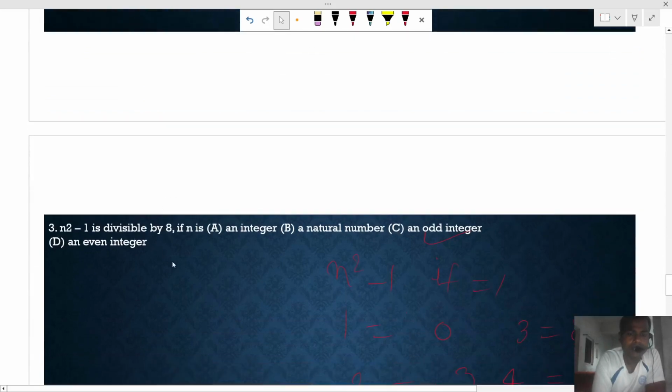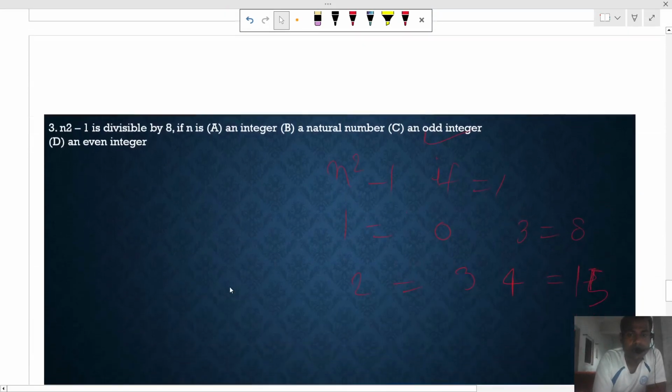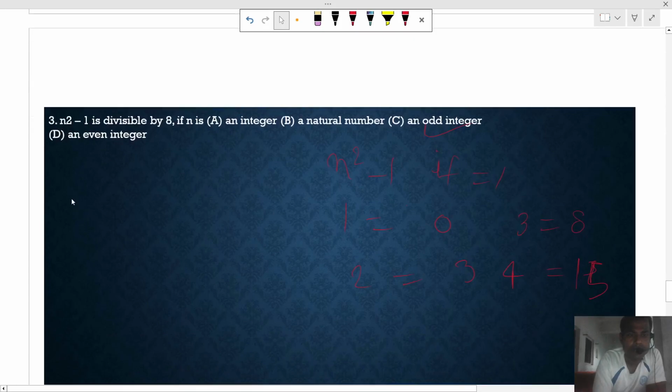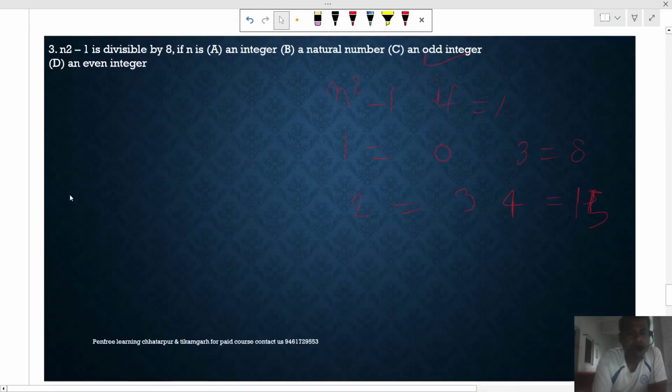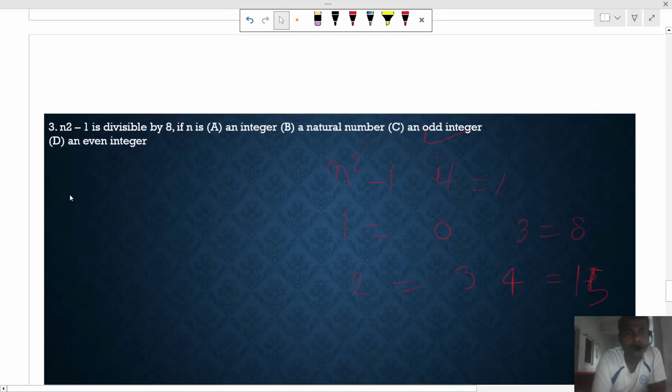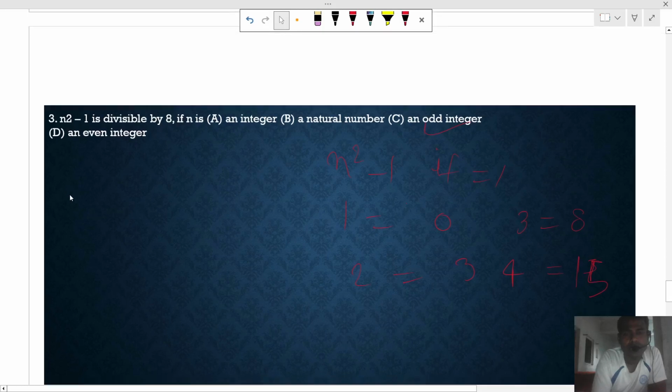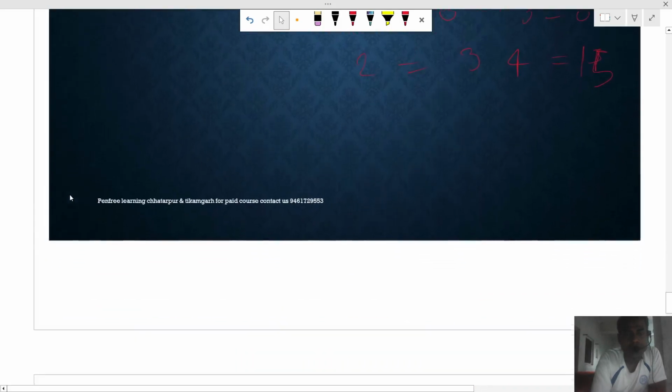Next, this is the divisibility rule. I will explain you the divisibility rule. It is one chapter in itself, because many questions come from the divisibility rule in competitive exams. Okay.